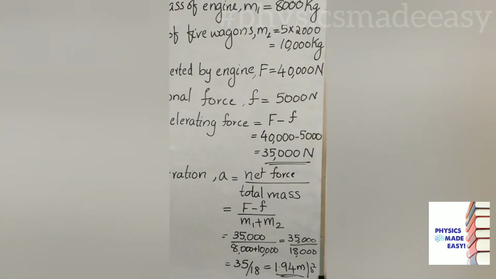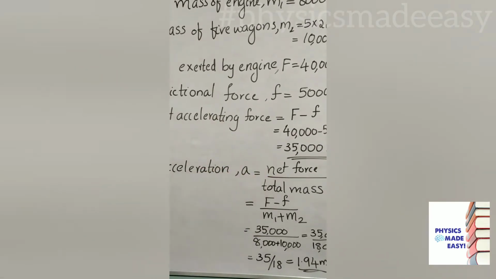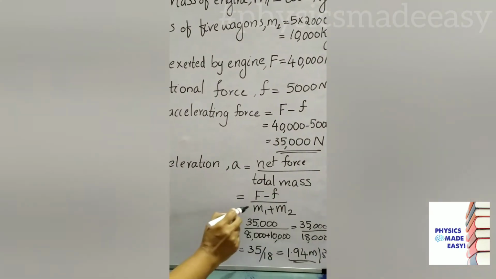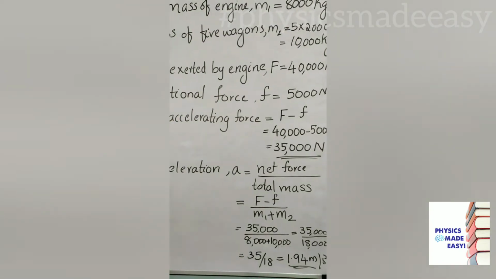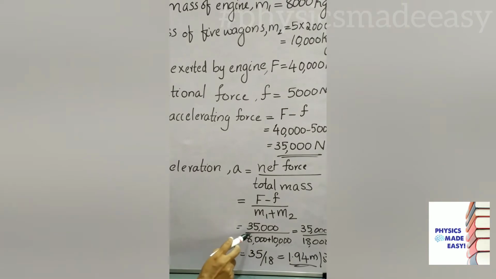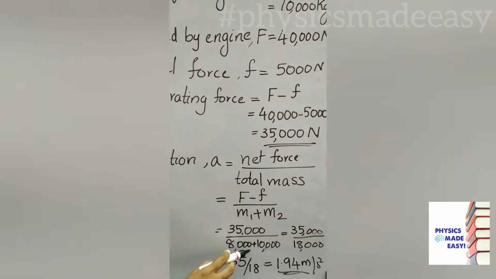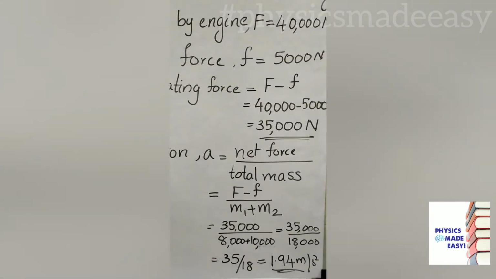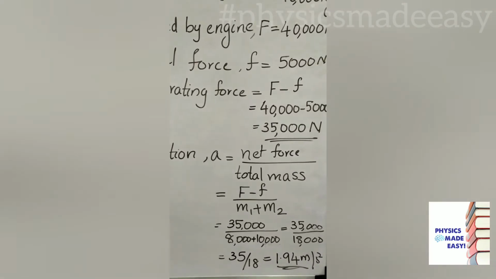Then we have to find the acceleration. How to find it here? Net force divided by total mass. Net force is F minus f, whole divided by total mass, meaning mass of engine plus mass of 5 wagons. So M1 plus M2, we can write 35,000 divided by 18,000. 18,000 means 8,000 plus 10,000. So here we will get 35 divided by 18. Its acceleration is 1.94 meter per second square.